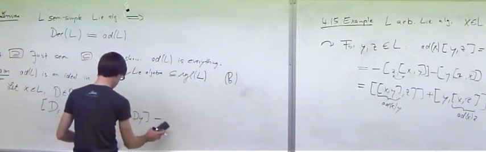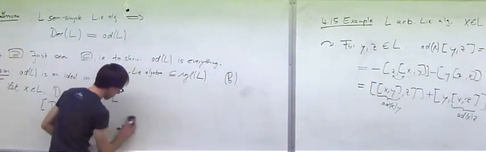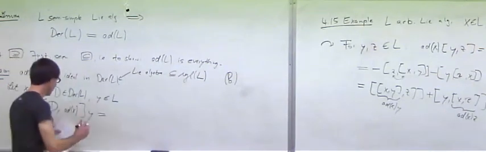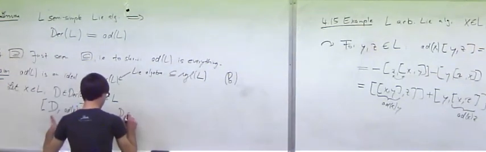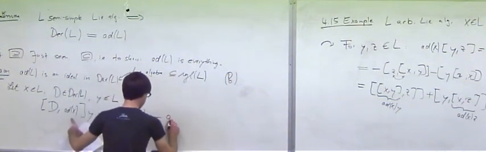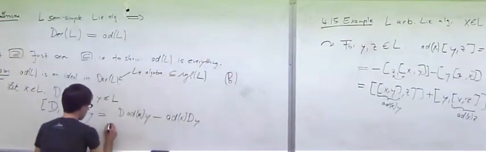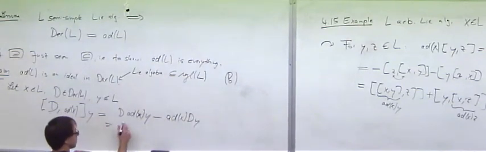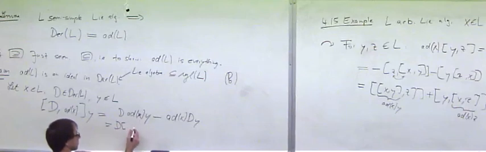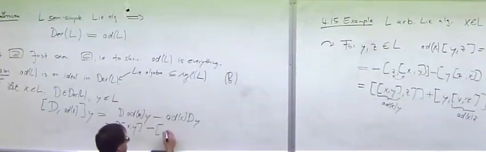Did I put my notes somewhere? Okay, yeah. Let's do it more slowly. So this is D ad x (y) minus ad x D(y), and now I wanted to write this in the bracket notation. So this is the first term, and here I get the second, ad x D(y).